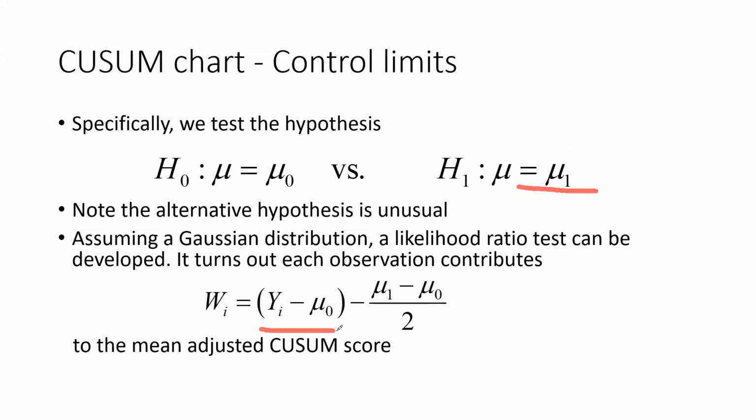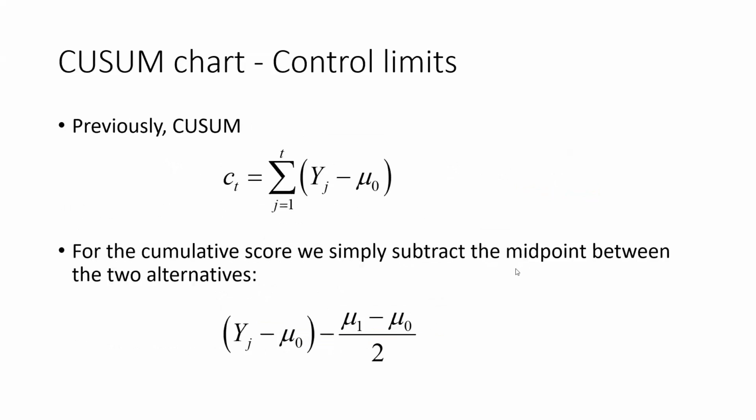This first part is as expected. This is exactly what we had before. But now, in addition, we are subtracting something. And what we are subtracting is exactly the halfway point between the null hypothesis, mu naught, and the alternative. So, yeah, I basically said this already. This is what we had before, and now we have the same thing minus the midpoint.